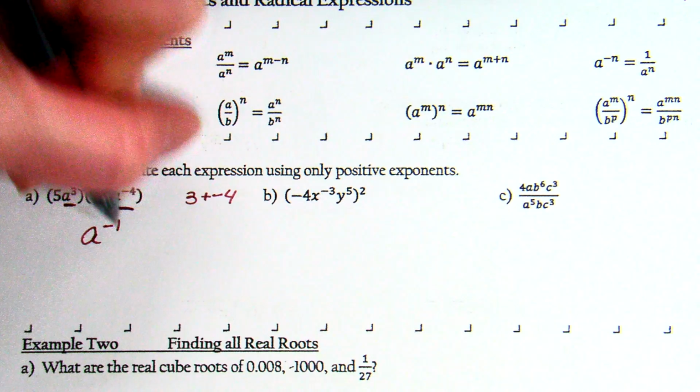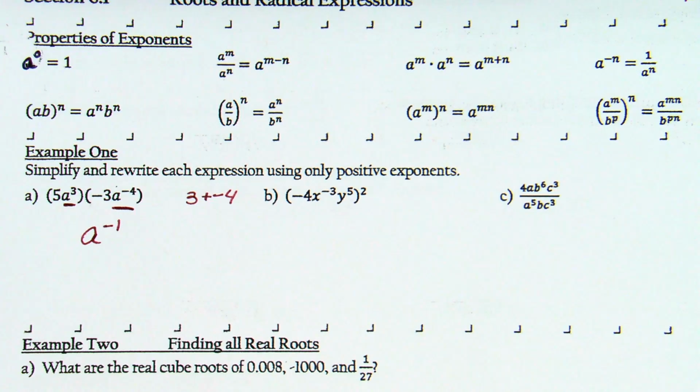What about the 5 and 3 out front? Multiply. Those are just numbers. They're not exponents. And so when you multiply 5a to some power times negative 3a to some power, the coefficients are just multiplying. So what is 5 times negative 3? Negative 15.